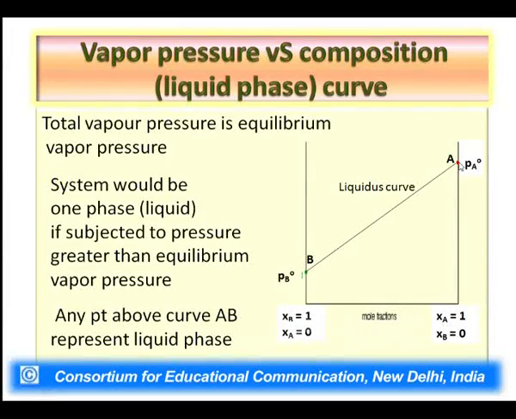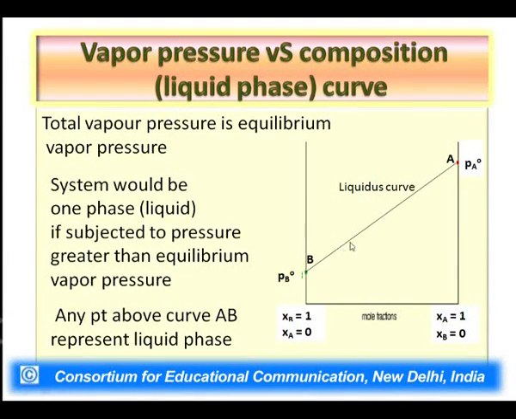As we all know, the total vapor pressure of a solution is related to the composition in the liquid phase and enjoys a linear relationship, that is P total equal to PB naught plus (PA naught minus PB naught) into XA. So for such an equation we have a straight line curve, as we have discussed earlier also. The line segment AB represents the total vapor pressure curve for such a solution.